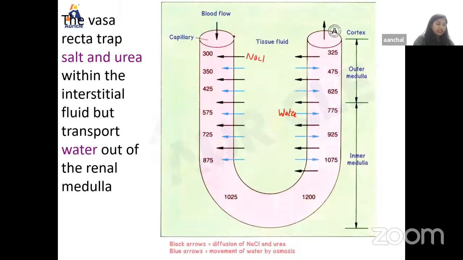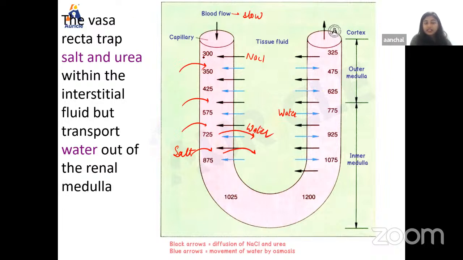Now we're going to discuss the events that occur in this vasa recta. First, a very important thing, that the blood flow inside the vasa recta is very slow. And why it's slow, that also we're going to discuss. So from this descending limb, there will be continuous intake of salt inside. Salts will move continuously, and the water from here moves continuously. So that's why, as we can see, the osmolarity will also increase.